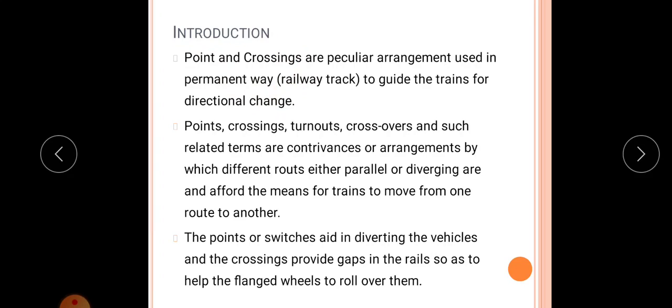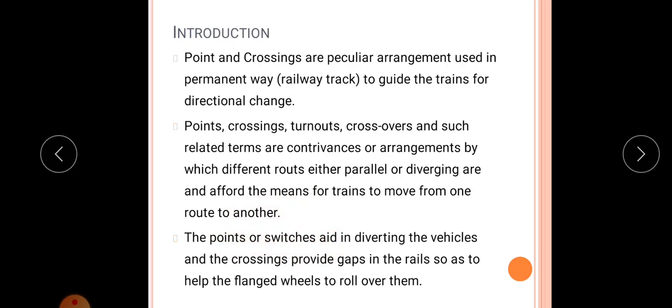The arrangements like points, crossings, turnouts, and crossovers are used in order to change the train from one track to another. Points are also known as switches. The point is one arrangement and the crossing is another arrangement, and points and crossing together are known as a turnout. Points or switches help in diverting the vehicles.